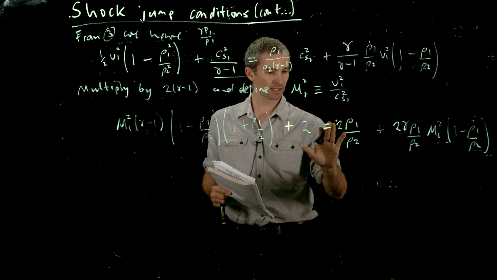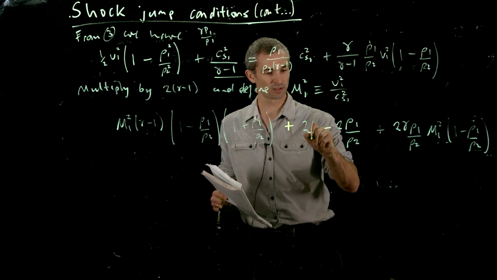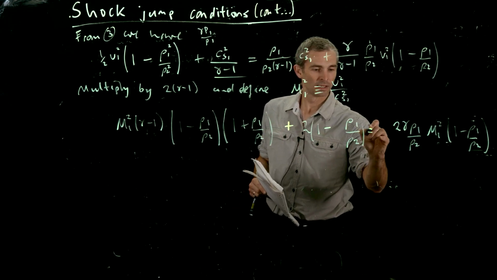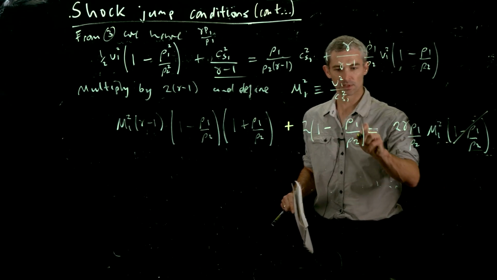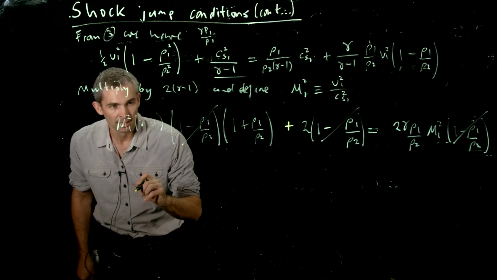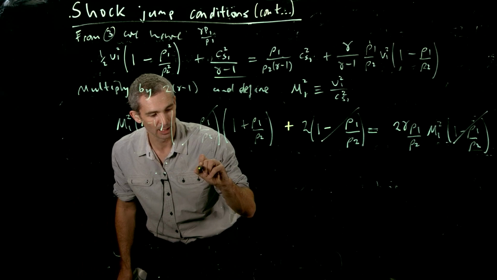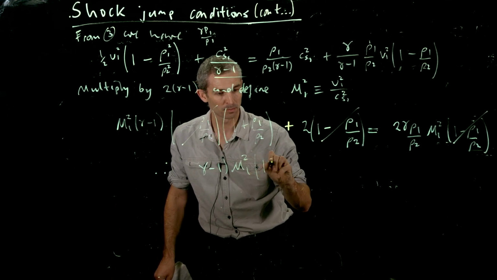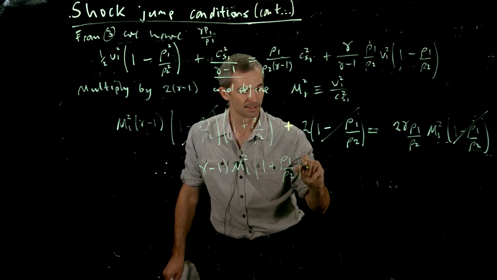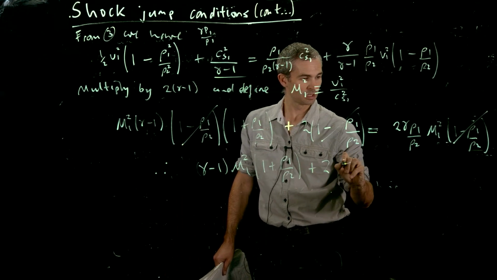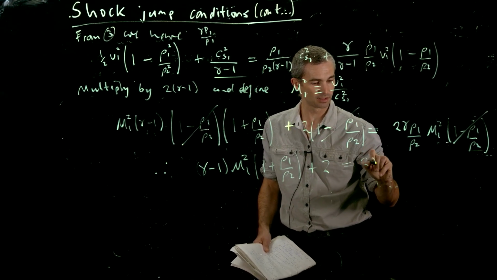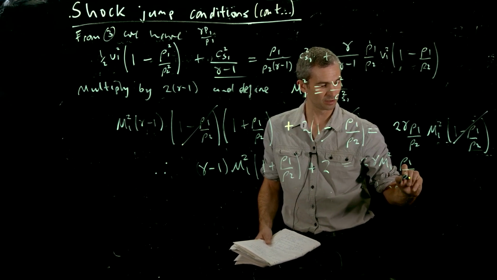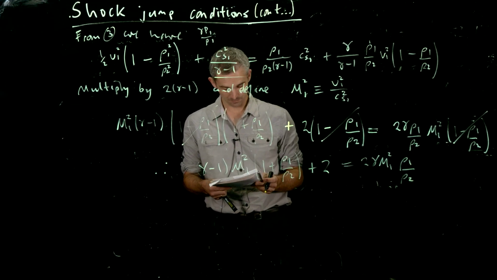Okay. So we can move this term to the left-hand side. So let's just move that to the left. So that's a 2, 1 minus rho 1 on rho 2 equals the following. And now we can cancel this term, here, here, and here. And we simply get that gamma minus 1 times the Mach number squared, 1 plus rho 1 on rho 2, plus 2, equals 2 gamma Mach number 1 squared, rho 1 on rho 2. All right, so we're nearly there.